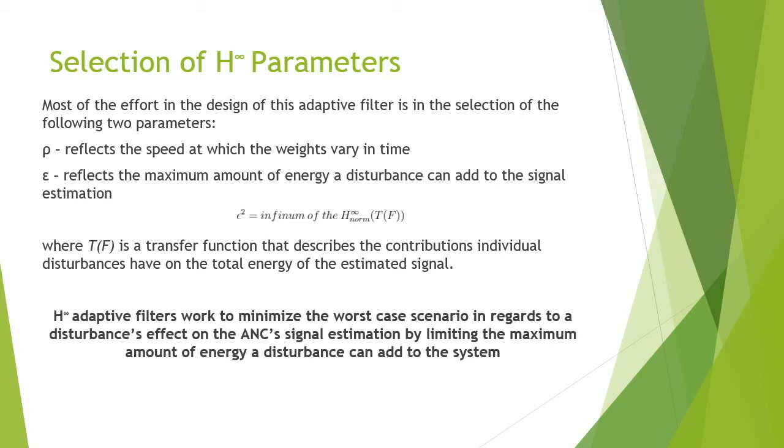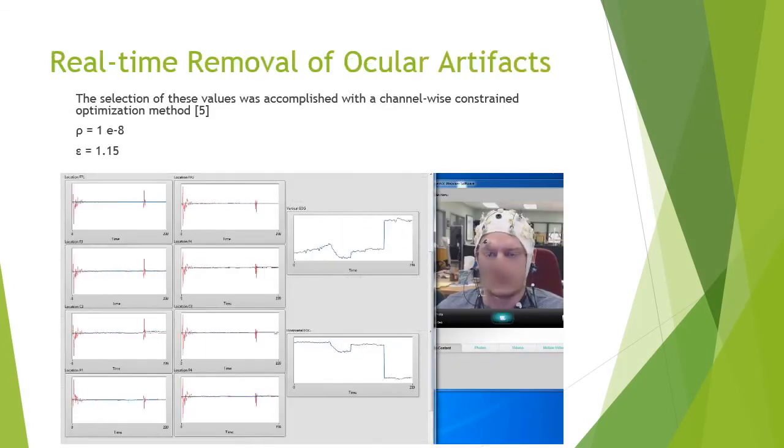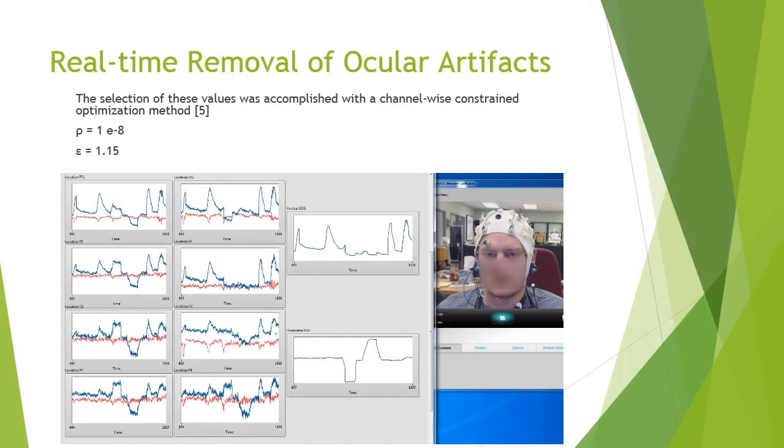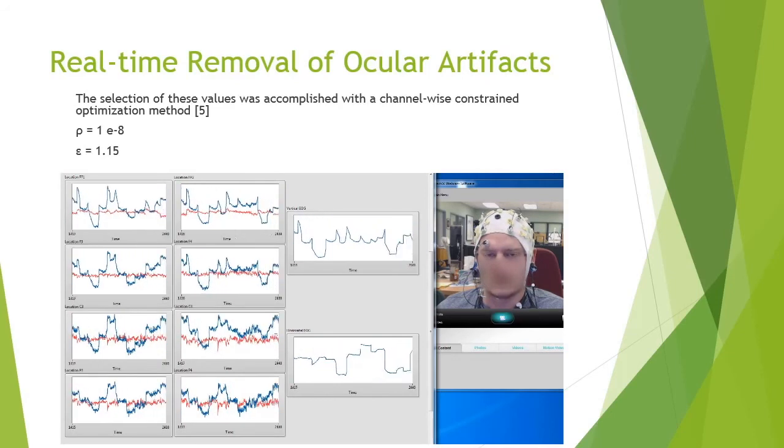But basically what it boils down to is that H-infinity adaptive filters work to minimize the worst case scenario in regards to a disturbance's effect on the signal estimation by limiting the maximum amount of energy a disturbance can add to the system. At the University of Houston's non-invasive brain-machine interface lab, we've worked to set some upper limits on these parameters with channel-wise constrained optimization methods.